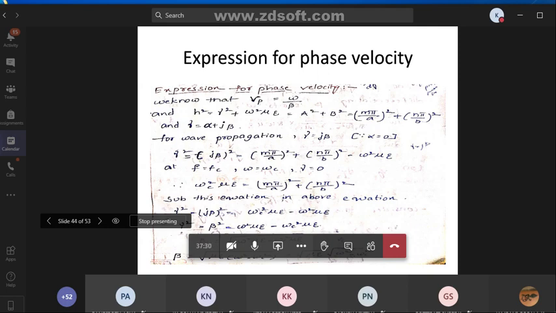Okay. So we know that gamma equal to alpha plus j beta. For the wave propagation, alpha must be 0. The attenuation must be 0, so then only the wave will propagate. That's why we can write gamma equal to j beta, right? So squaring on both sides, gamma square equal to j beta whole square. So this we can write as m pi by a whole square plus n pi by b whole square minus omega square mu epsilon.